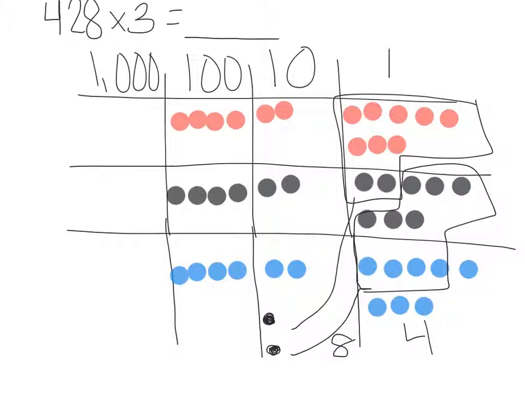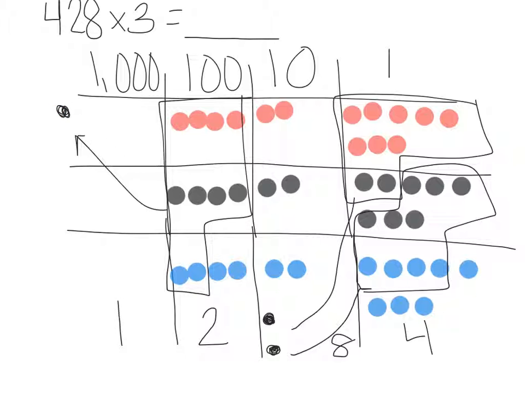Now I will count up my hundreds. I have 1, 2, 3, 4, 5, 6, 7, 8, 9, 10. I composed a 10. Circle those 10 and bring them over. And I have 1, 2 left, which means not enough to compose another 10. I only have 2 hundreds. And finally, I now have 1 thousand, and that makes 1. So the answer to my problem is 1,284.